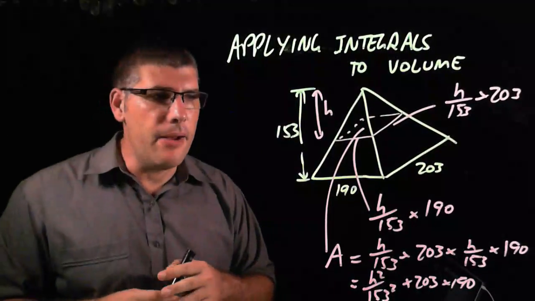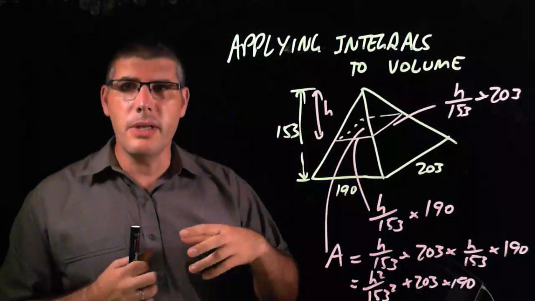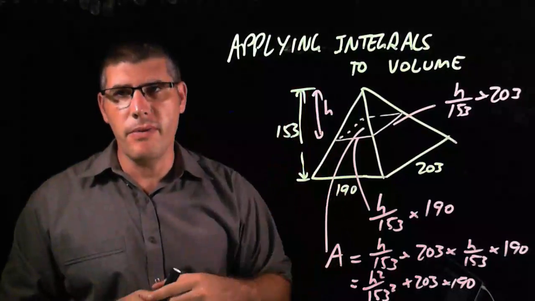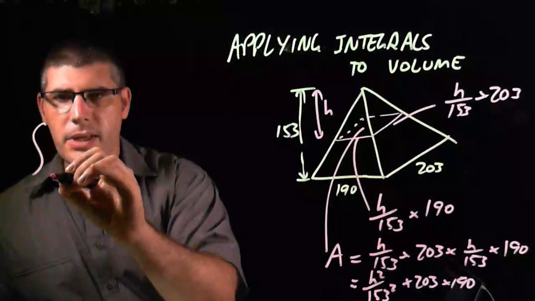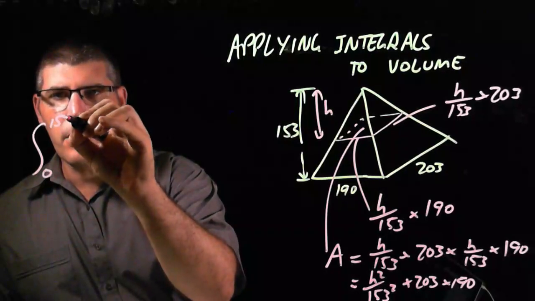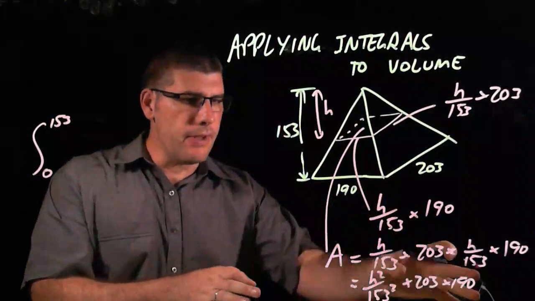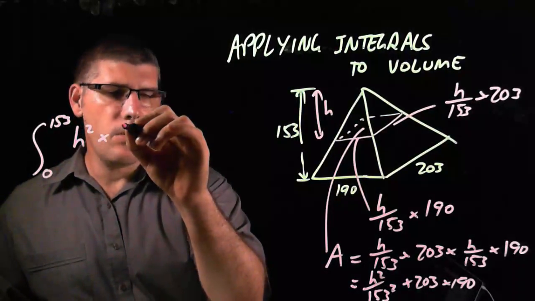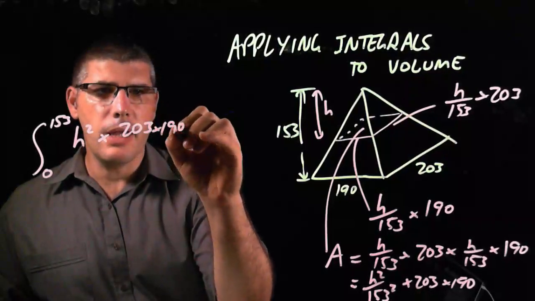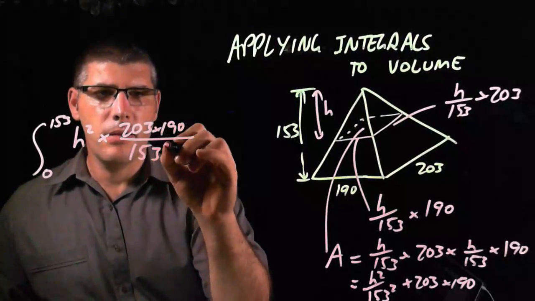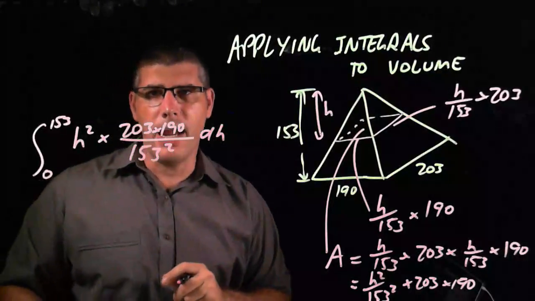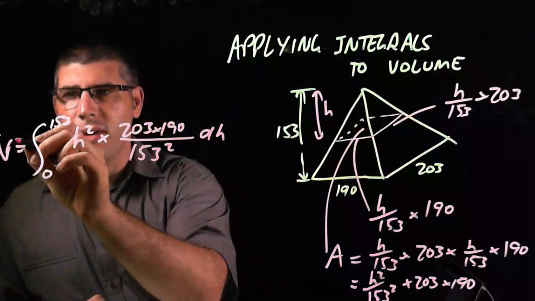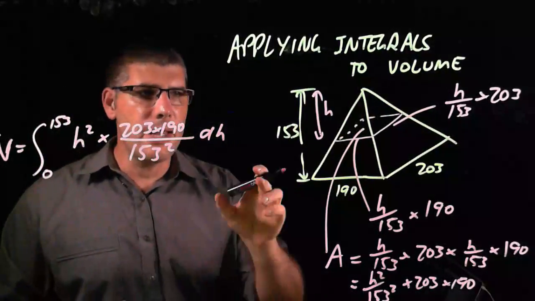So where we're going to go from now is we're going to take this and integrate it. We're going to integrate this across the height. So the height always goes from 0 to 153. So the integral we're going to perform is the integral from 0 to 153 of the area, so of this function here, this h squared times 203 times 190 all over 153 squared, dh, with respect to h. So that is going to find us the volume. That's the integral that we're going to do to calculate this volume.